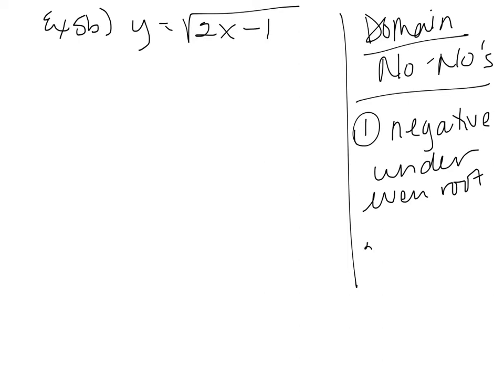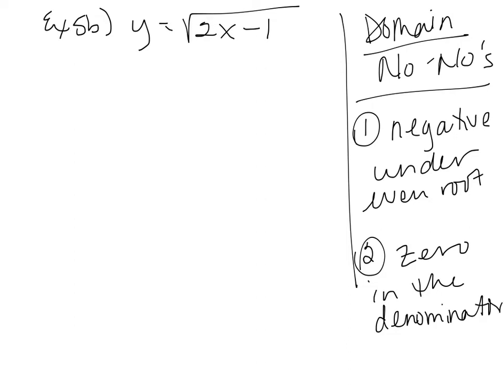The second thing, even though it doesn't deal with this problem, we might as well go ahead and get it taken care of. What's another big problem in math in general? What can you not have? Here's a hint. It deals with fractions. What can you not have with a fraction? That's where your 0 comes in. Good. You cannot have a 0 in the denominator. Good. Those are your two big fat no-nos. Negative under an even root, 0 in the denominator.